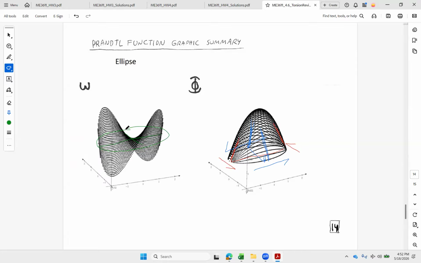So there you can see the warping shape. 2 of those quadrants are down, 1 and 3, and then 2 and 4 are up. And that would be the same shape all the way down the axis of that ellipse. We take any slice, it looks like that. Classic Pringles shape or saddle 45-degree angle shape.